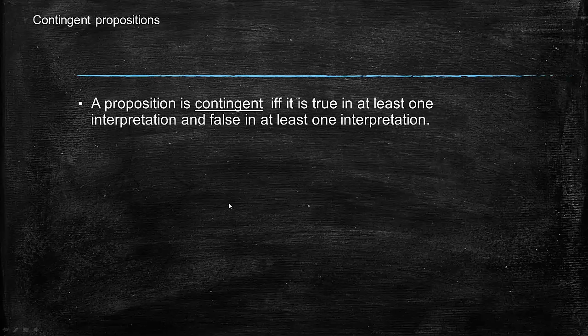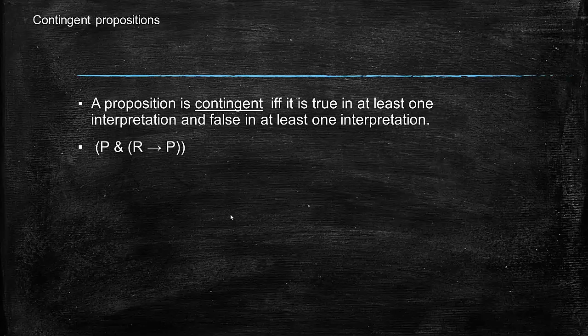Okay, a contingent proposition. Most propositions that we ever assert are contingent, and that means that contingent means it depends, right? So when we say that a proposition is contingent, we mean that it's true sometimes and false sometimes. And in logic, when we say sometimes, what we mean is at least once.